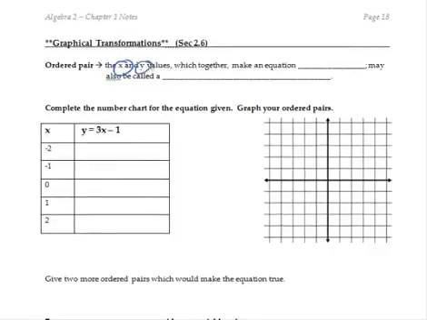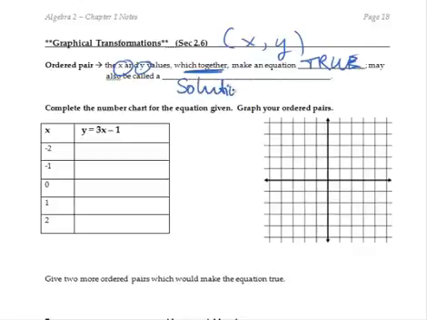So to start off with, we need to remember that an ordered pair is some x and some y value together, so something like x comma y. And these two values make an equation true. You can also call these solution points.